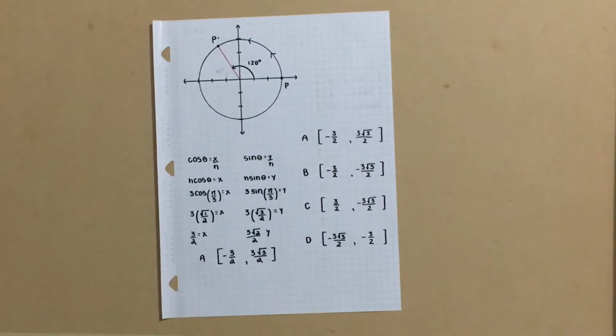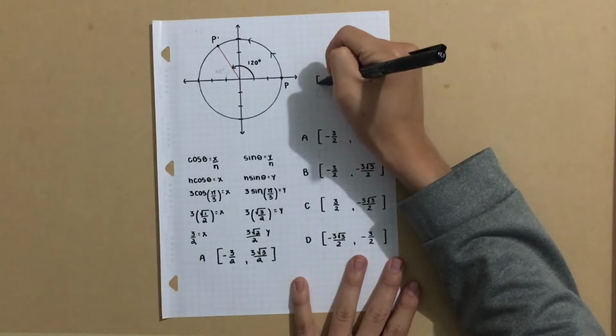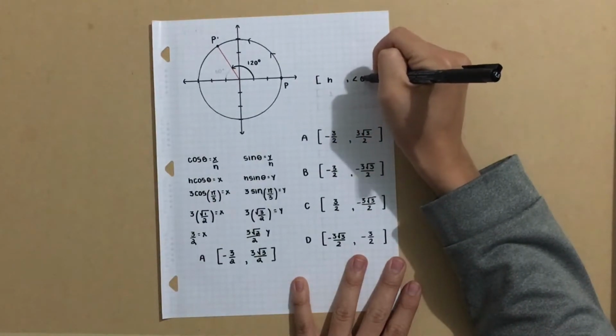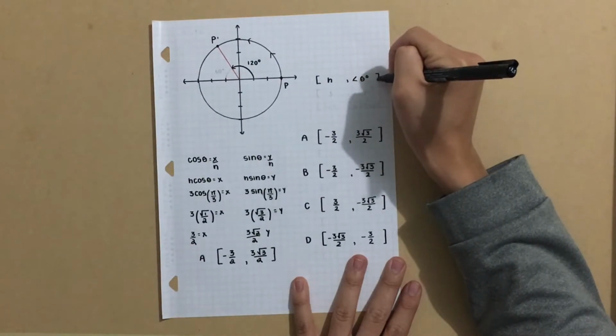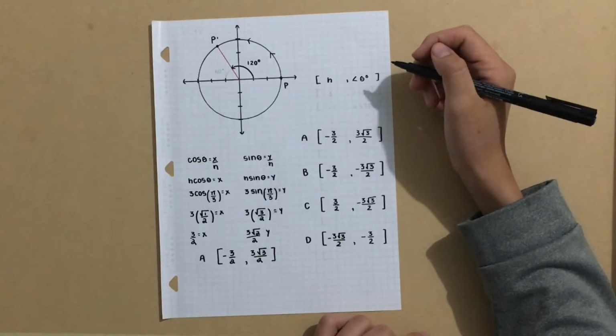Alternatively, we can use a calculator. We can translate the word problem into polar coordinates, then the calculator will automatically switch them into rectangular. To do this, we have to plug in the coordinates of P' in the form h, theta. The hypotenuse is 3, and the point was rotated 120 degrees.